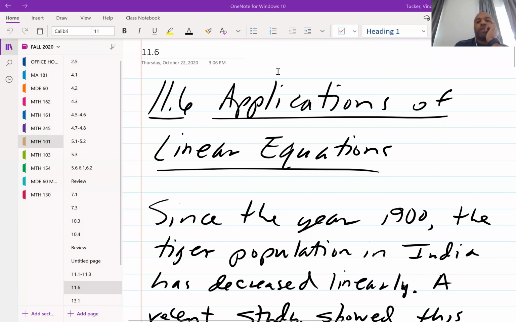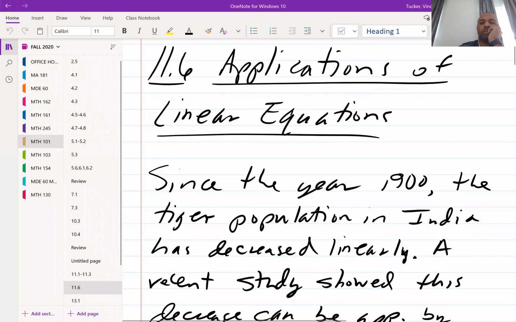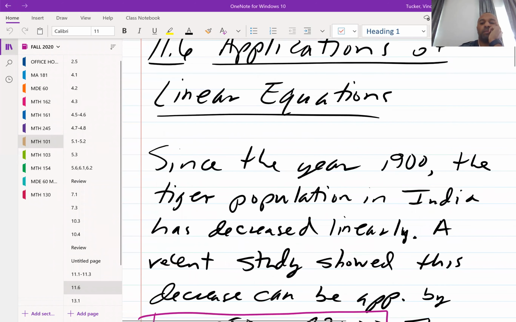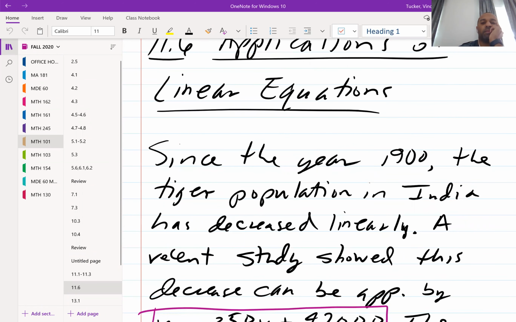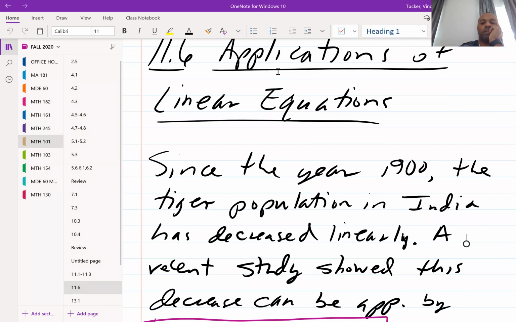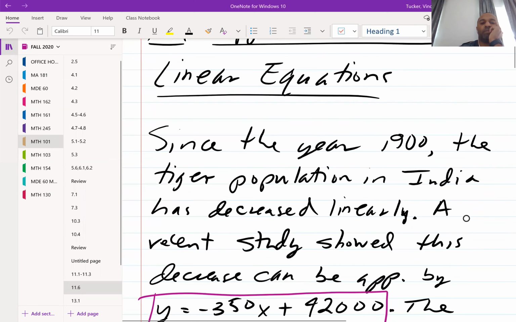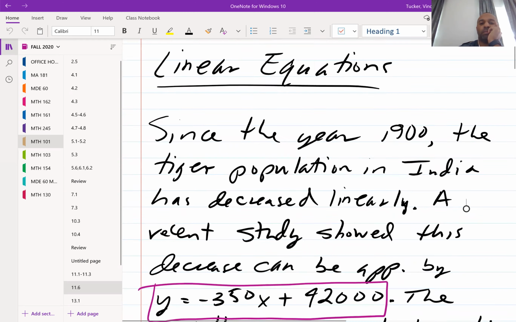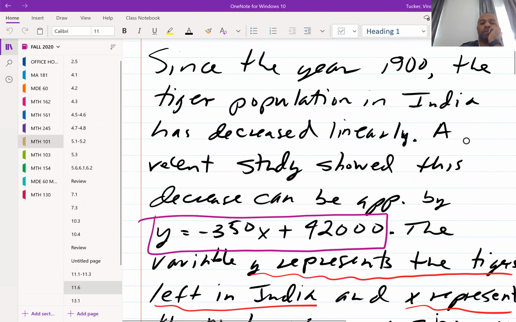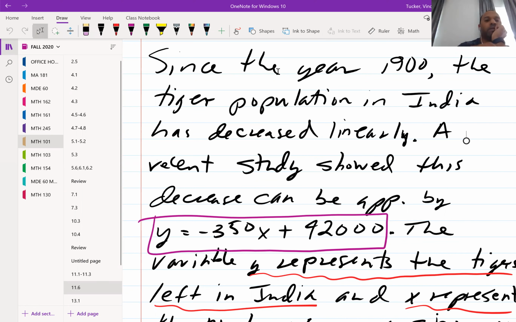All right, so 11.6 applications of linear equations. All right, just give you a chance to write that title. All right, let me erase this stuff.